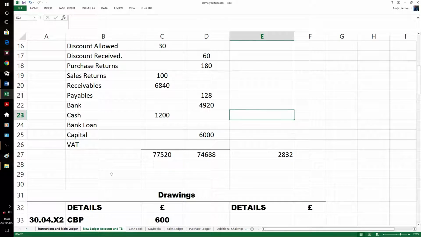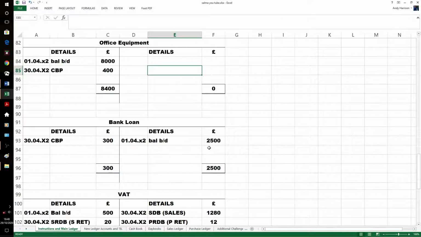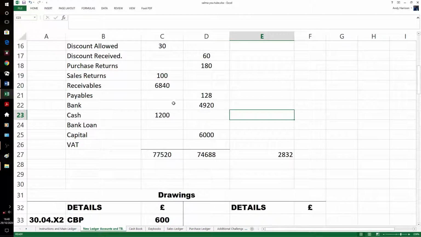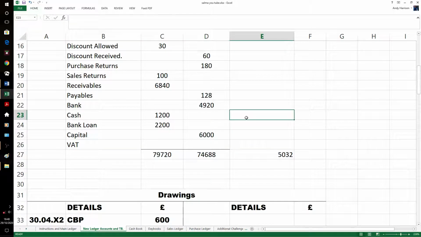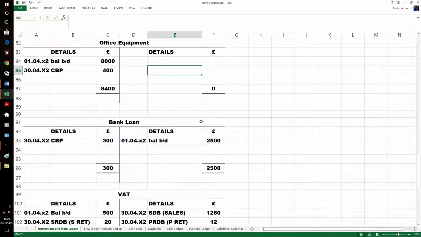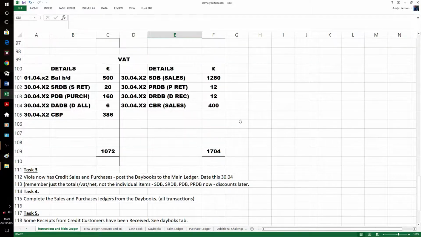The bank loan, 2,500 minus 300, we owe 2,200. And then one last item, which hopefully will be 5,032. I've got little checks on there. VAT. Let's check it. No, actually. So VAT, no, it won't be that much actually.